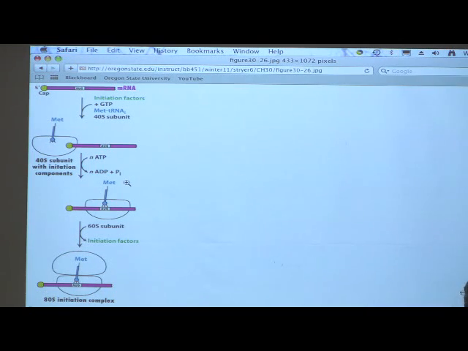Okay? Now, as we'll see in a minute, the cap and also the polyA tail play roles in the initiation of translation in eukaryotes. That's also a difference because we don't have those structures in prokaryotic cells. But that's something I'll show you in a minute. Okay. So again, the overall process is basically the same: initiation, elongation, and then finally termination.